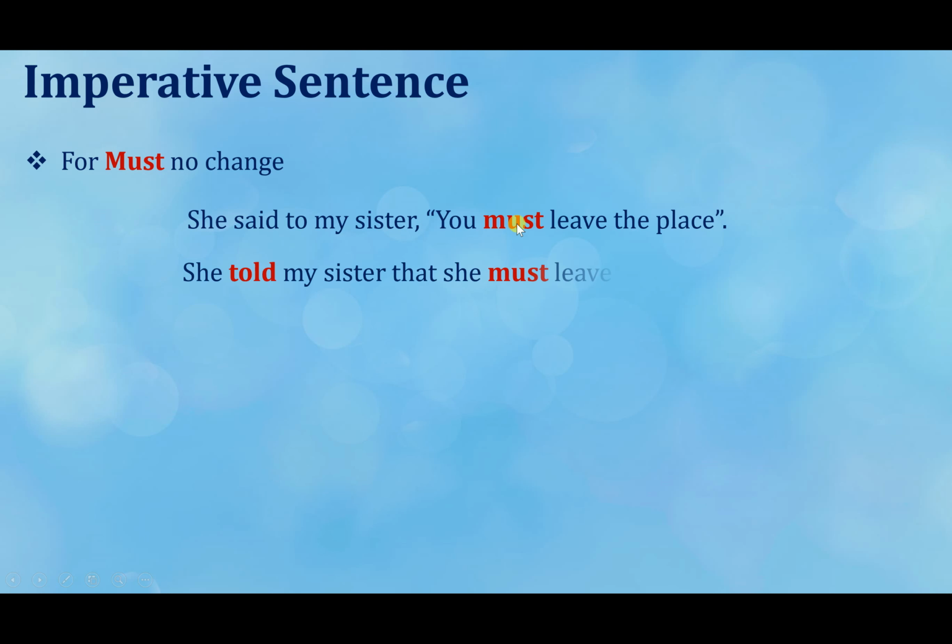Now there are some imperative sentences which start with must, like she said to my sister, you must leave the place. So what will you do? You will not change the must. She told my sister that she must leave the place. So for said to, it is told. The other things are similar. Must will not be changed.